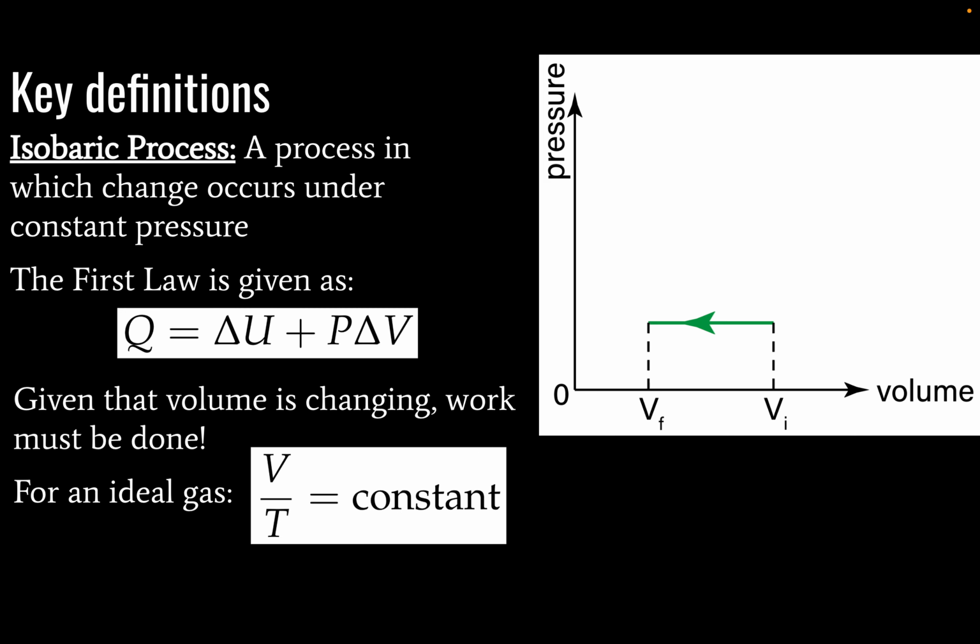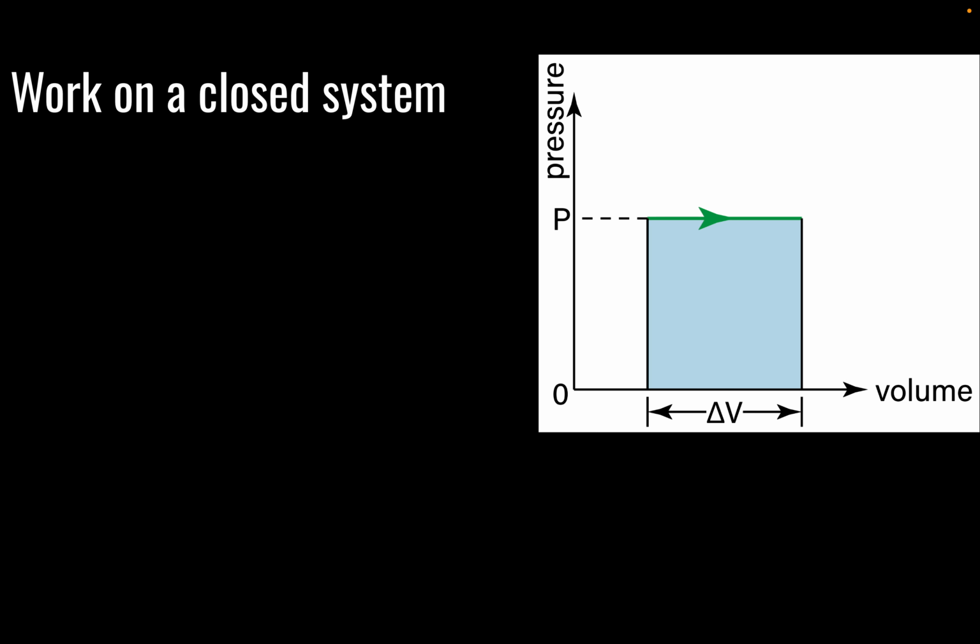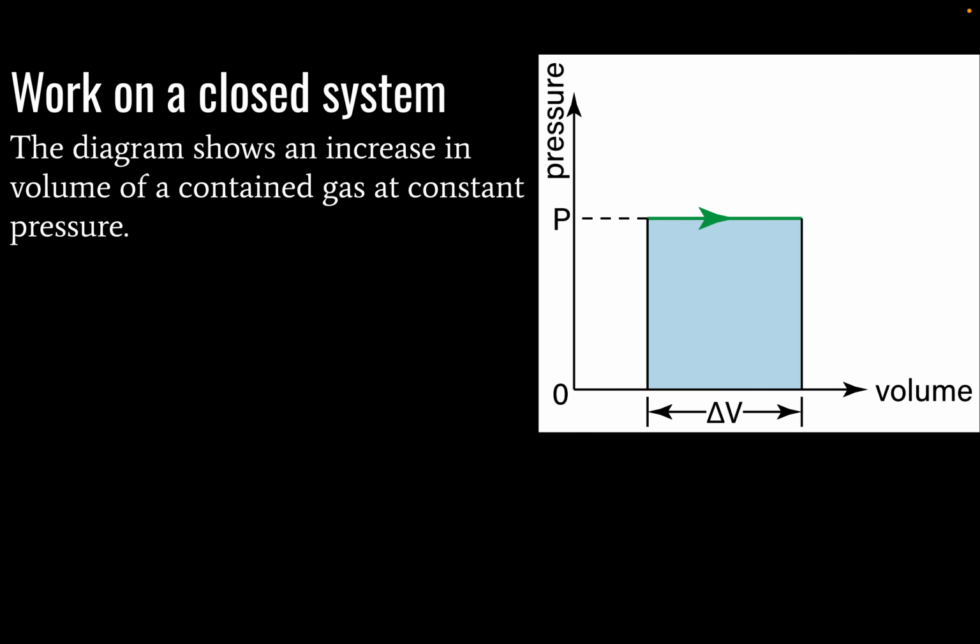So for an ideal gas, volume divided by temperature is constant. And again, we would have seen this in a previous lesson involving the ideal gas law. Next, we have work done on a closed system. And here we have an increase in the volume of contained gas at constant pressure.